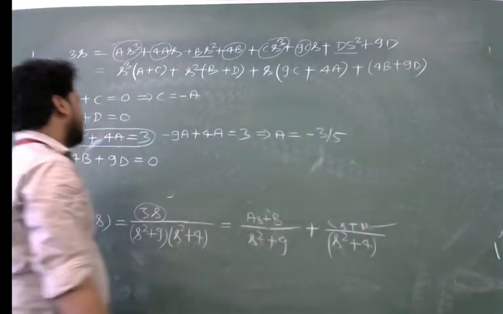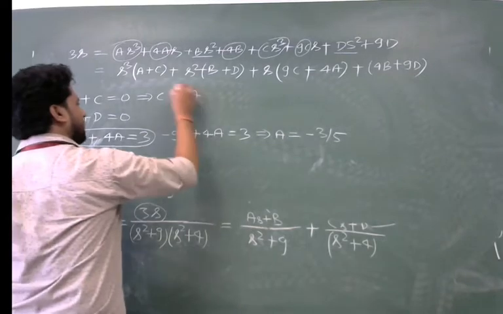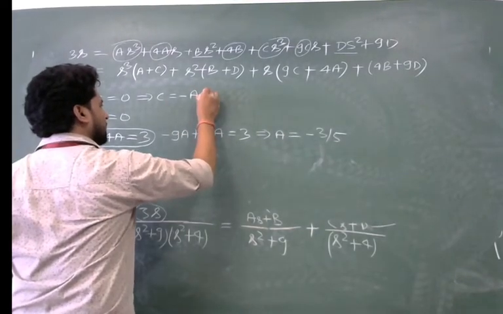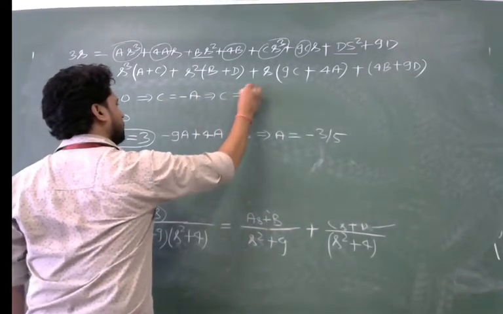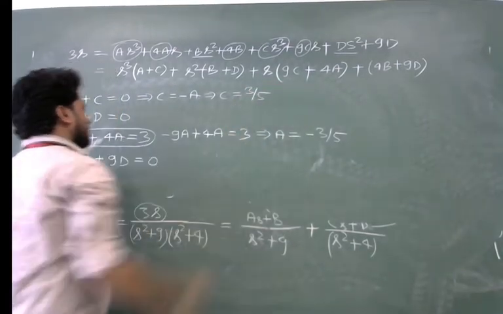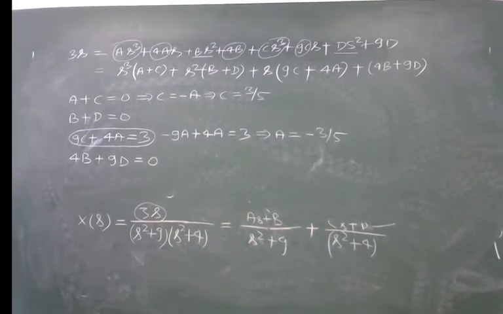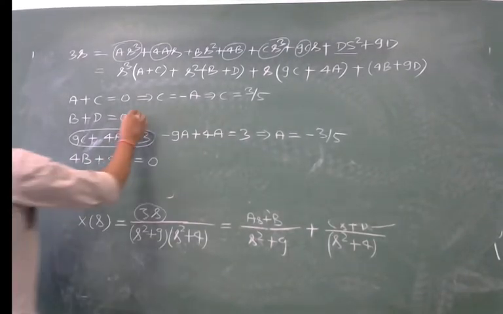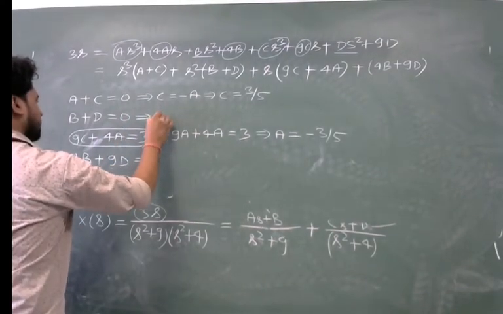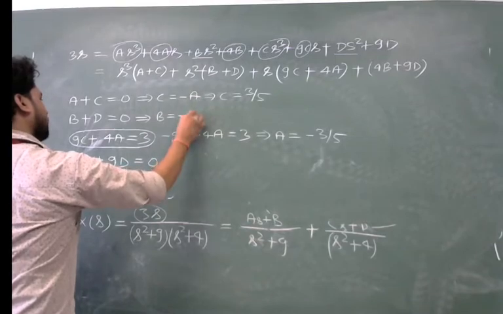If A is minus 3 by 5, then what will be the value of C? Then C will be equal to plus 3 by 5. So A and C, these two are known, and now we can put B equal to minus D here. From here B will be equal to minus D.